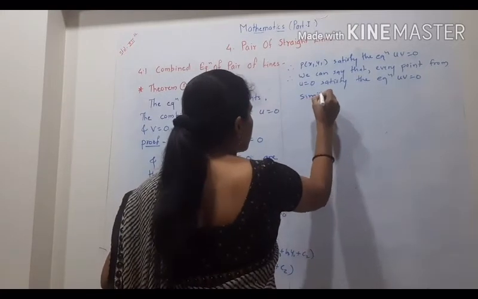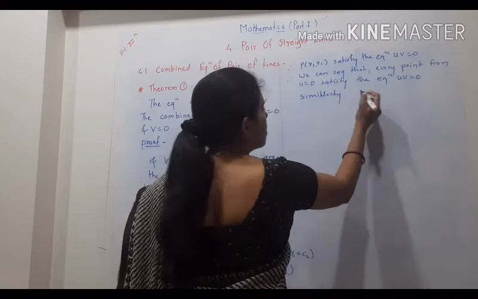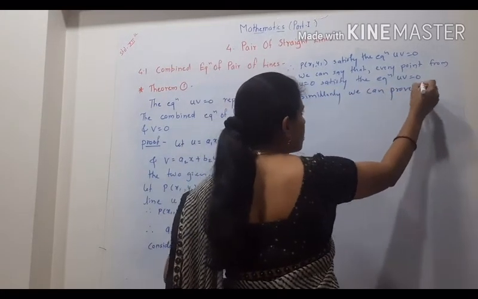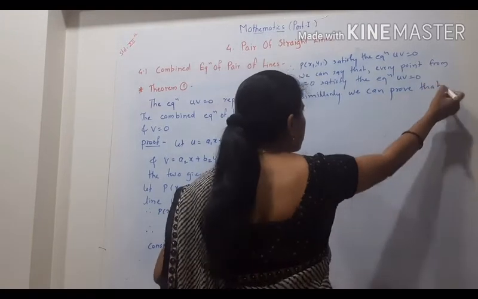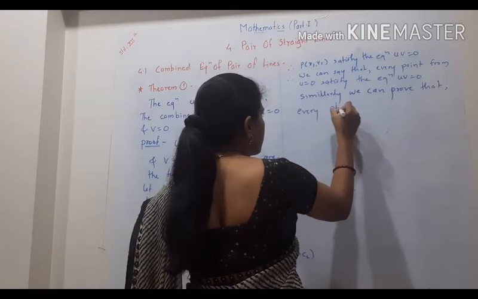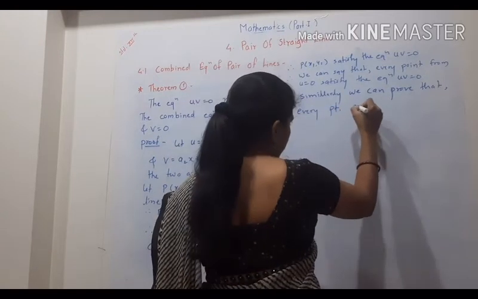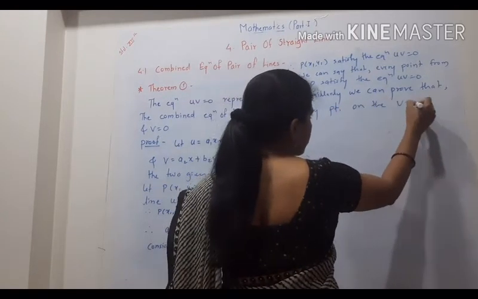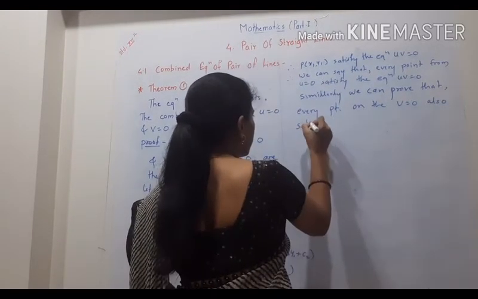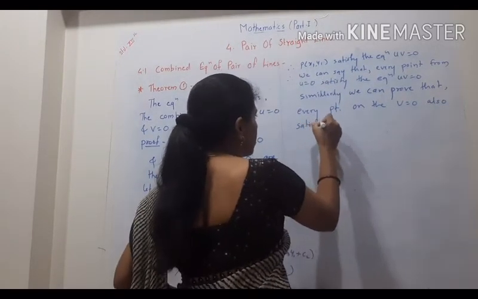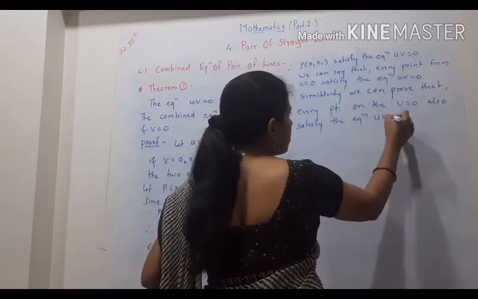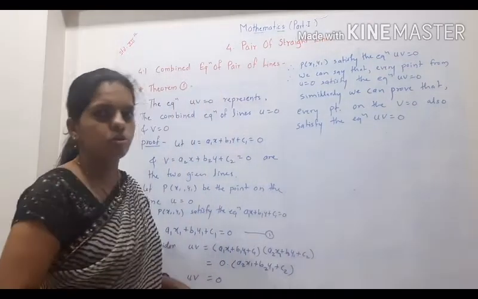Similarly, we can prove that every point on v is equal to 0 also satisfies the equation uv is equal to 0.